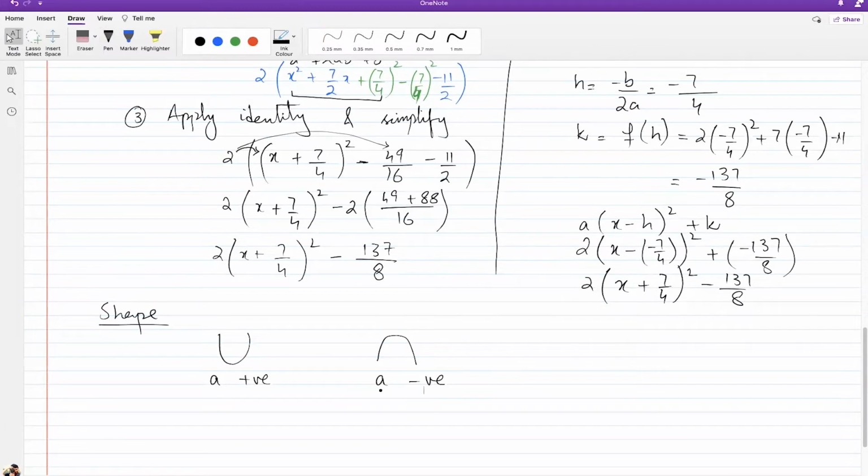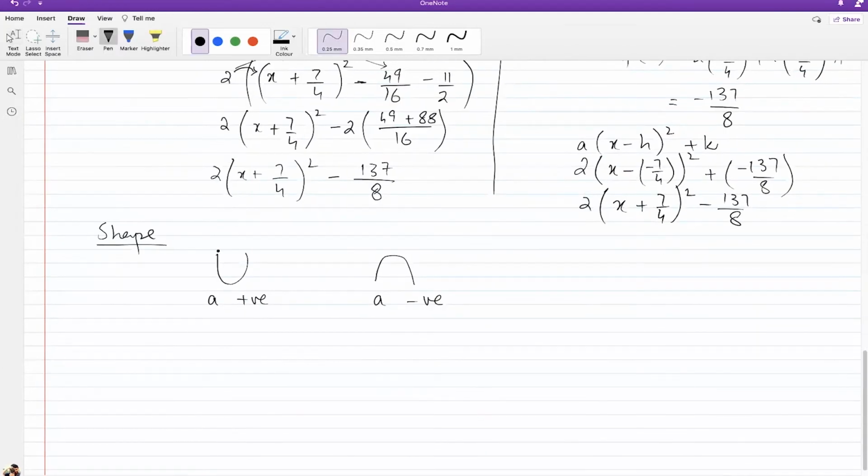So now we have found vertex. Now we have found shape. How do you find roots? For roots, you have to put y equal to 0. So roots में दो चीजें हैं. One is the value of roots and one is nature of roots. So value of roots is easy. You figure out what the x value is at y equals to 0.